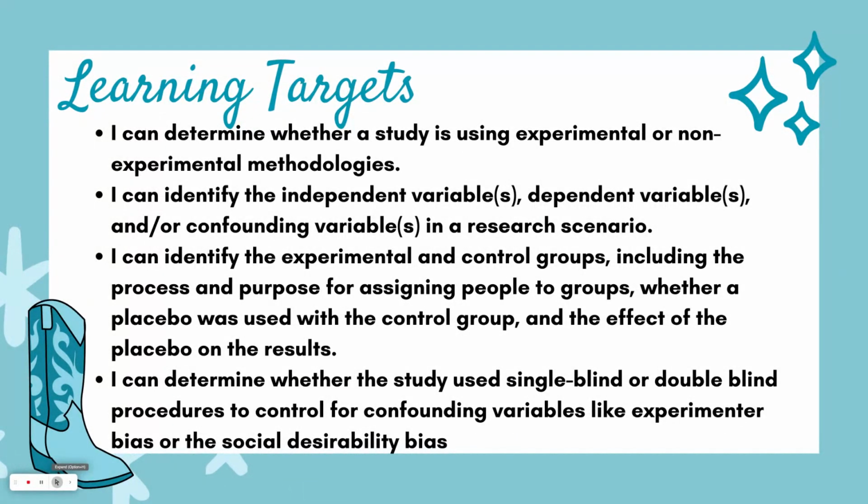So, our learning targets, there's quite a few. I can determine whether a study is using experimental or non-experimental methodologies. I can identify the independent variable, dependent variable, and/or confounding variables in a research scenario. I can identify the experimental and control groups, including the process and purpose for assigning people to groups, whether a placebo was used with the control group, and the effect of the placebo on the results. I can determine whether the study used single-blind or double-blind procedures to control for confounding variables like experimenter bias or the social desirability bias.